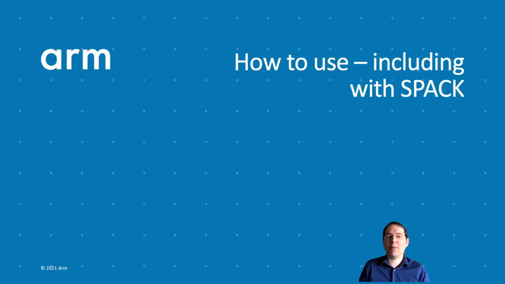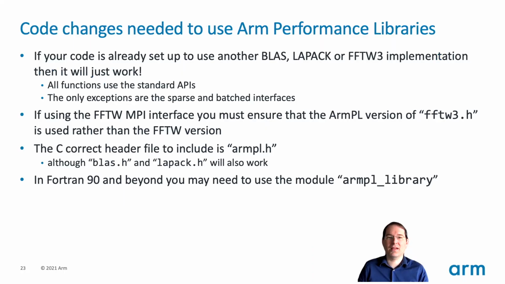In terms of how you go about using ARM Performance Libraries, if you've already set up your code to use a different BLAS library, maybe on a different architecture, if you're calling into BLAS, LAPACK, or FFTW, then the standard APIs will just work and you shouldn't need to change anything. If you want to do any sparse or batched operations, you'll need to add the appropriate calls into your code. But in time, if these become more standard, we would look to be adding these standard codes in as well.